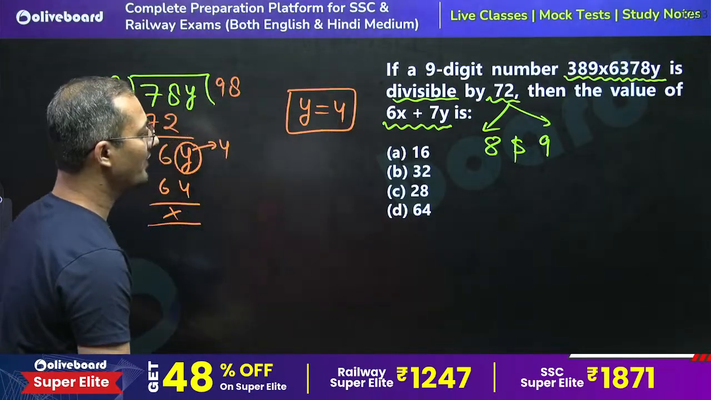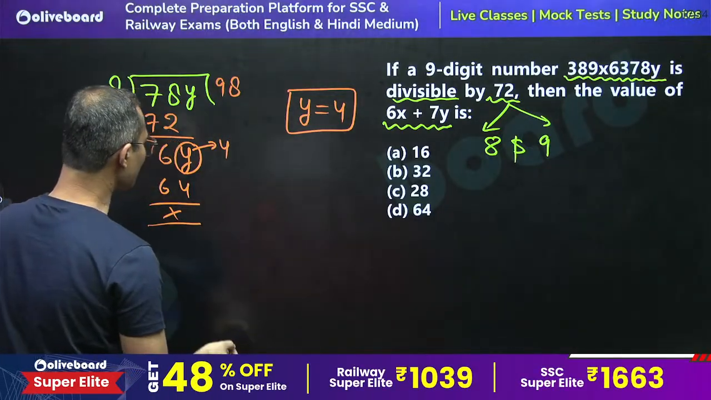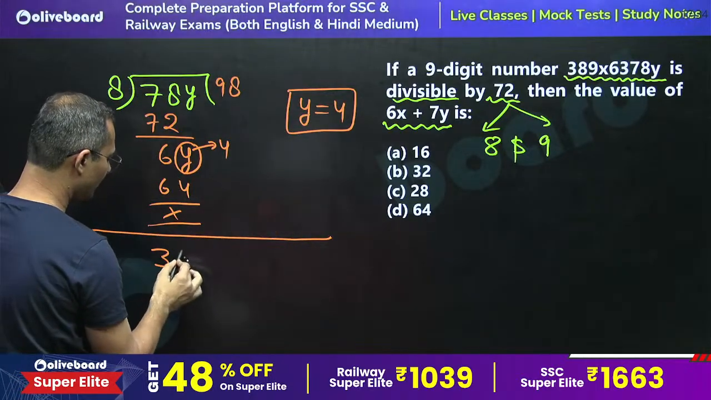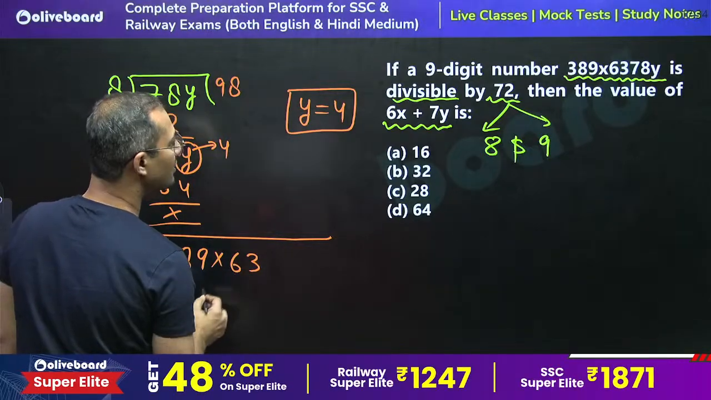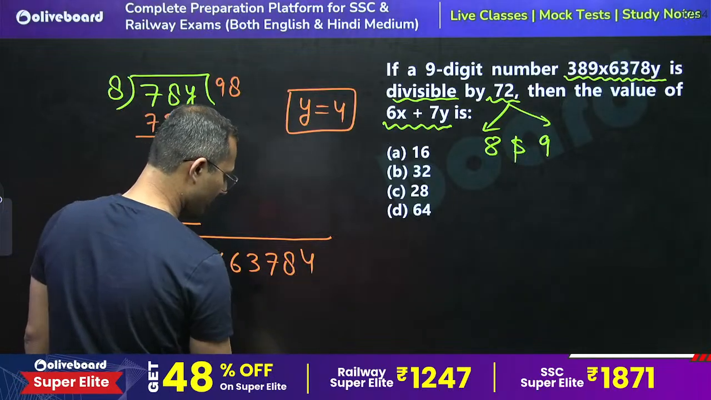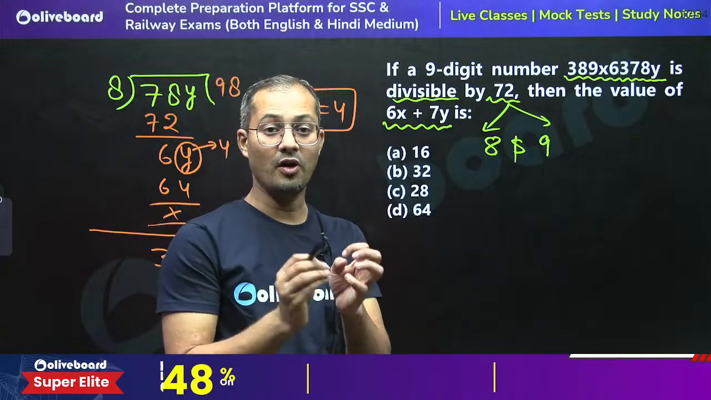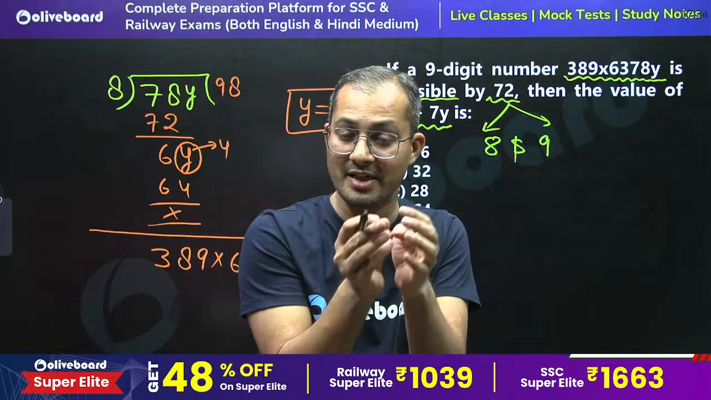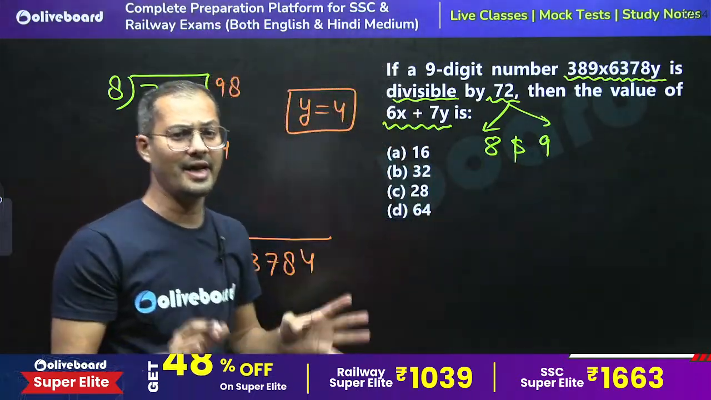So now check for 9. The digits are 3, 8, 9, x, 6, 3, 7, 8. Now take 4 in place of y. For the divisibility of 9, the sum of all digits of the number must be divisible by 9. If the sum of all the digits is divisible by 9, we can easily say that the number is going to be divisible by 9 for sure, right?